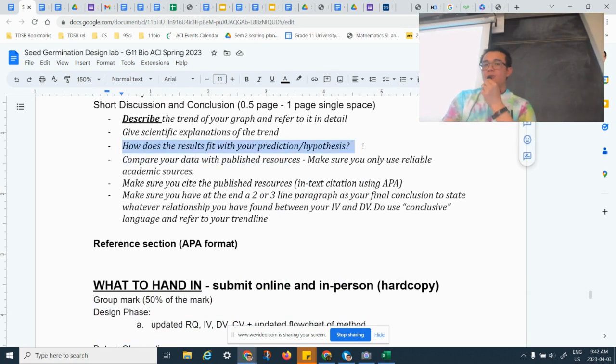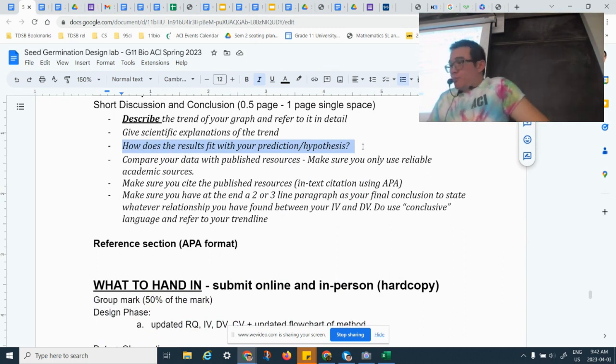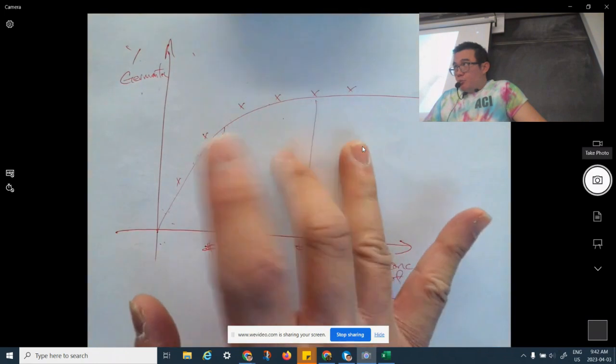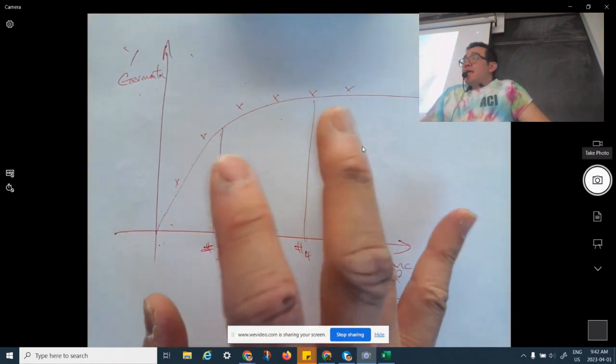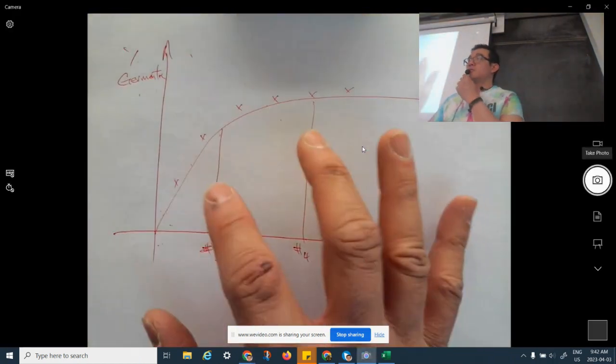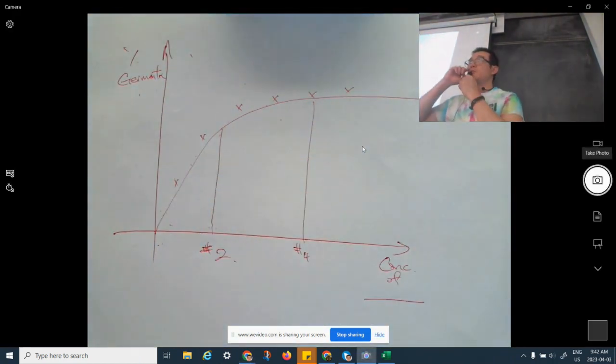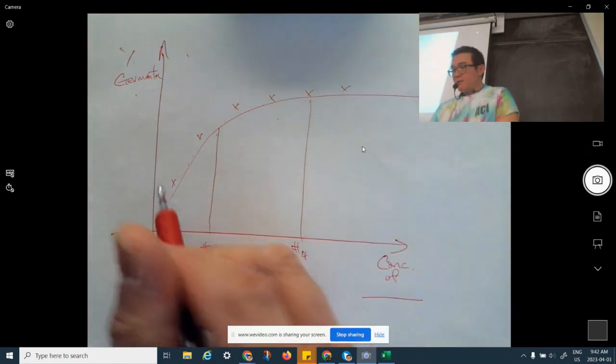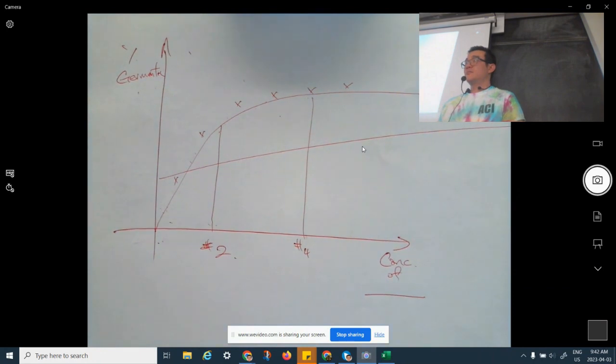Now here, I do want you to say, does that fit your original prediction? Did this fit your original prediction? If it fit your original prediction, say yes. If it didn't fit your prediction, say no. You say, no, it didn't fit my original prediction because we were expecting something like this, and it turned out not to be the case.